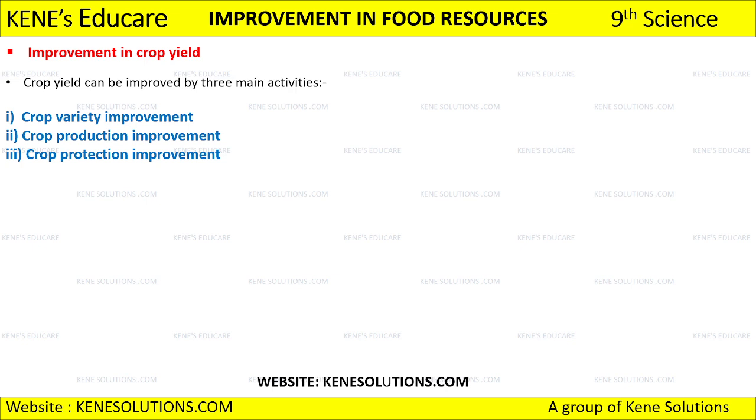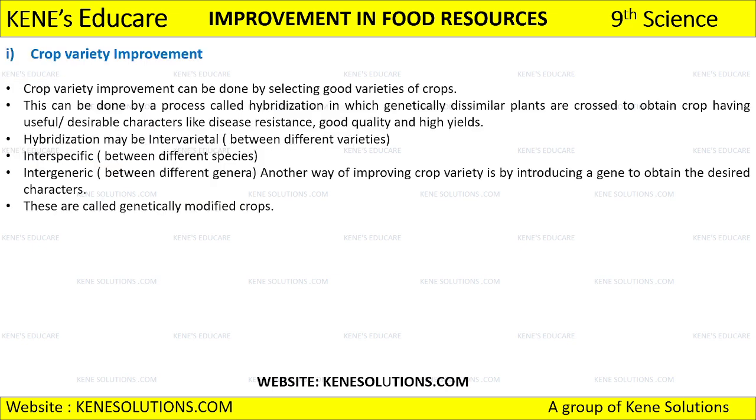So we started about improvement in crop yield, and the first thing that we discussed was crop variety improvement, right? So I want you all to please go through this slide very properly, because in this slide we have hybridization. We have three different types, that is interspecific, intergeneric, and intervarietal. Okay, so please go through it quickly, everyone.